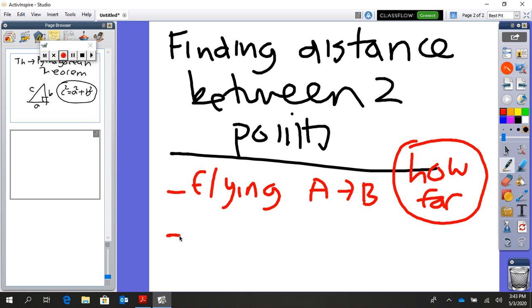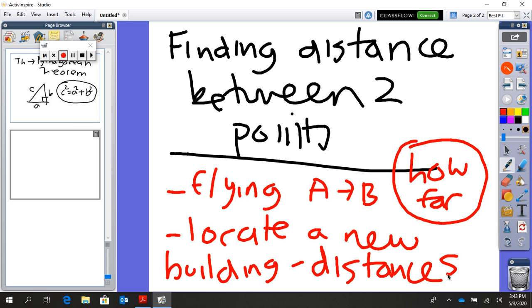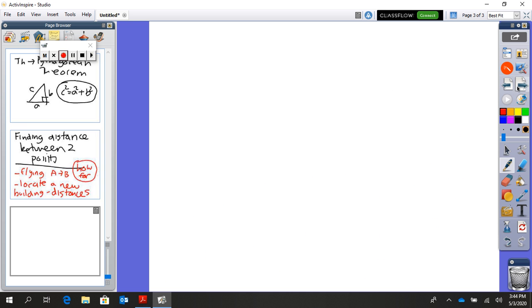And sometimes if we are wanting to locate a new building, we might need to find some distances. And you'll practice this a little bit later. So let's look at an example.